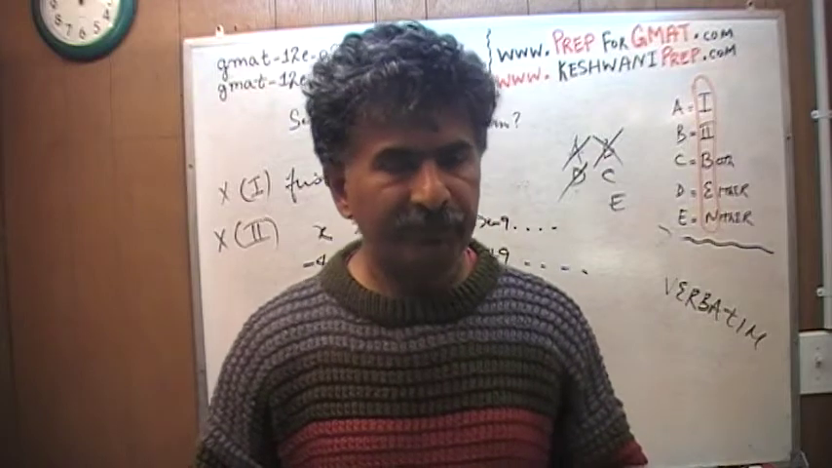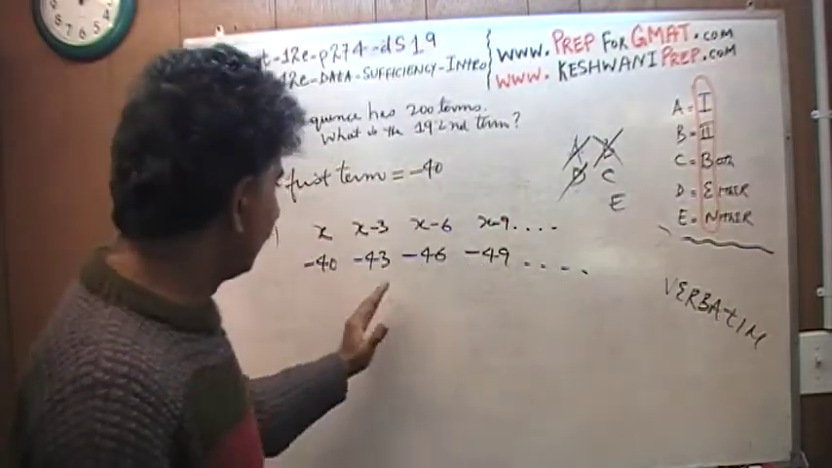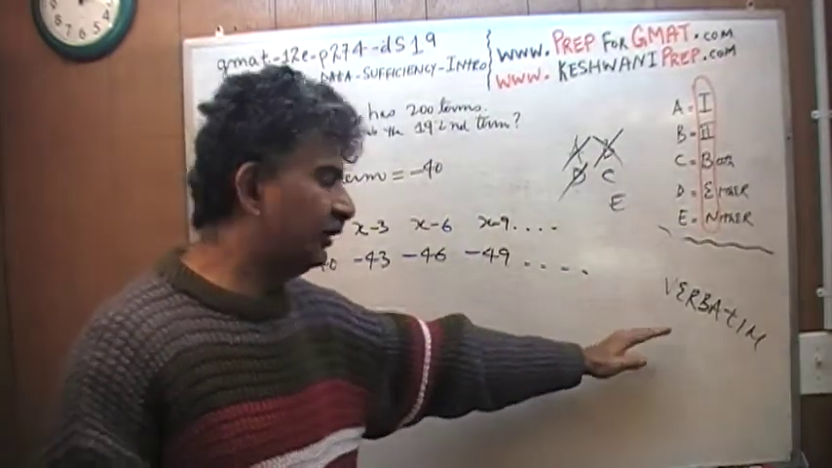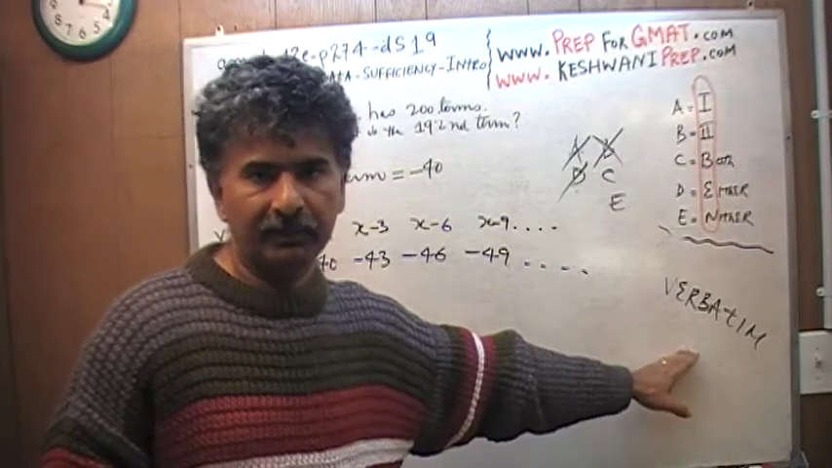It is very laborious, very tedious, and very time consuming to actually do it out. So keep subtracting 3 until you get to the 192nd term, and you will be able to figure out what that term is. That's one way of doing it.